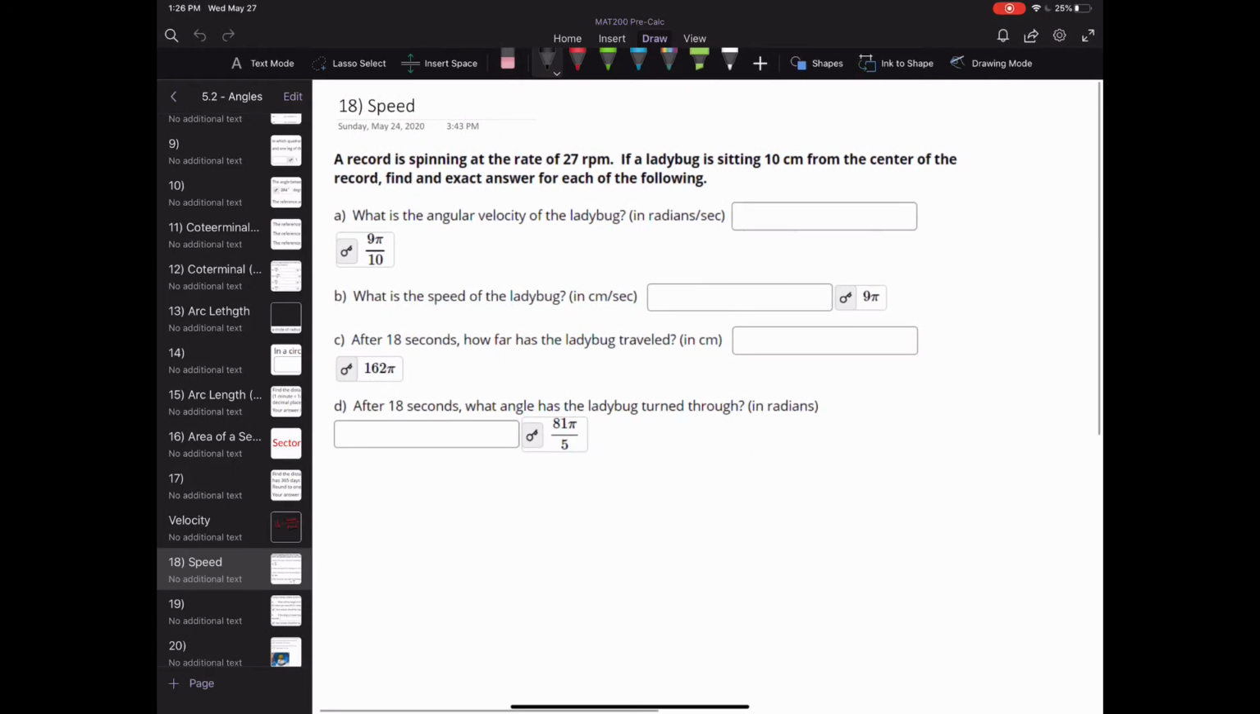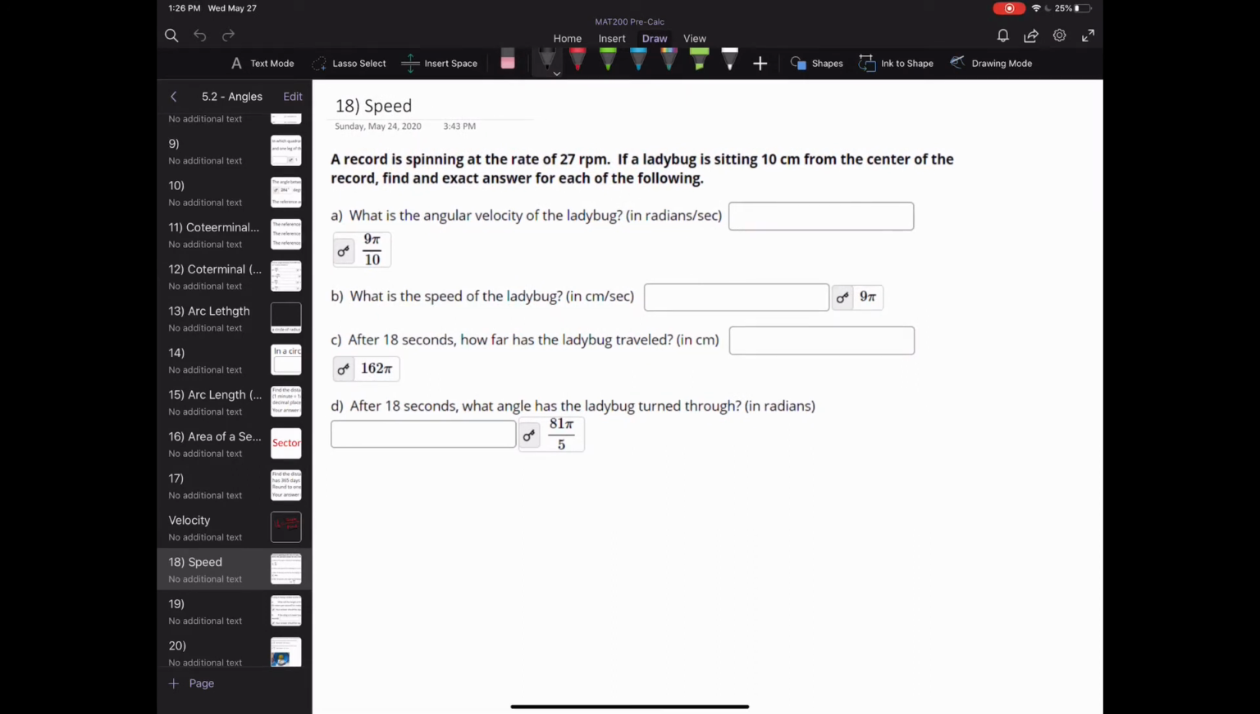Let's check out this problem. A record is spinning at a rate of 27 RPM. This means revolutions per minute. So I'm going to draw my record. If a ladybug is sitting 10 centimeters from the center. Okay, so this is on the record. Let's say this is the ladybug. Let's call it L. Sitting 10 centimeters from the center. Find an exact answer for each of the following. What is the angular velocity of the ladybug in radians per second?